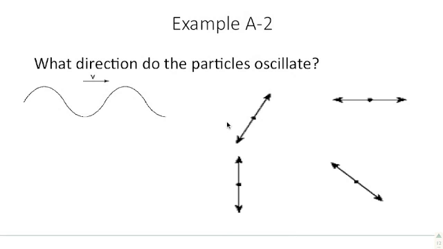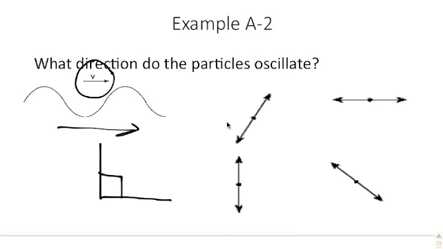Okay, so next we come to example A2. It says, what direction do particles oscillate? This right here is a transverse wave, and it clearly shows that the wave is moving from left to right. So since it's moving from left to right, there are two possible answers. The first one, anything that is perpendicular to that left to right motion, and that would be up and down. So this right here is one obvious answer, but there is a second answer as well.